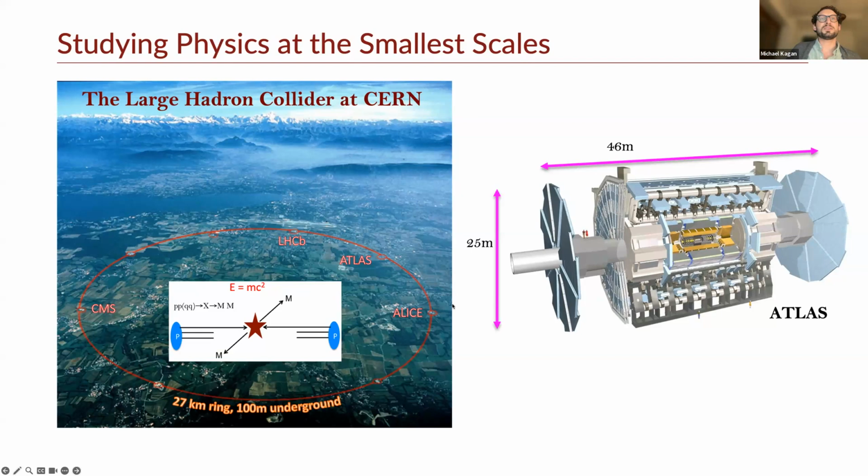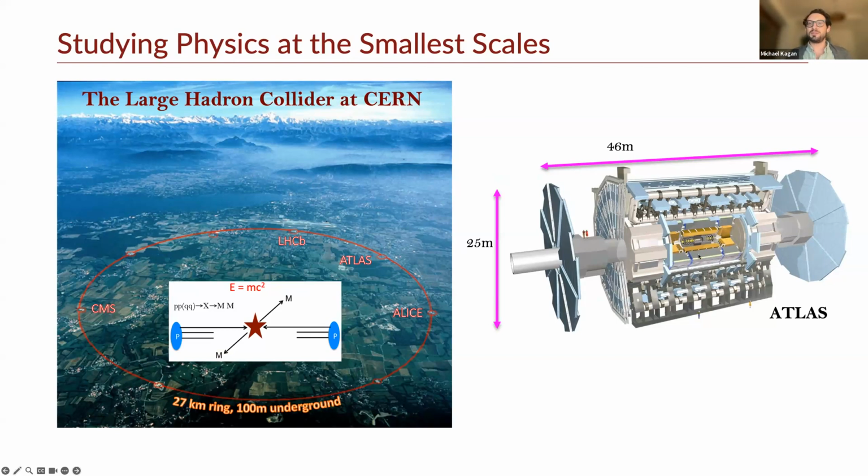So this collider is 27 kilometers around. It's 100 meters underground, and it has 4 major experiments on it. I work at Atlas. This is sort of the cartoon version of Atlas on the right. It's 25 meters tall and about 45 meters long. You might be able to squint and see there are 2 people, superimposed on the detector to show the relative size.